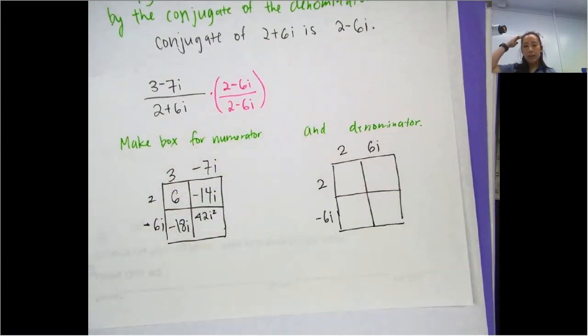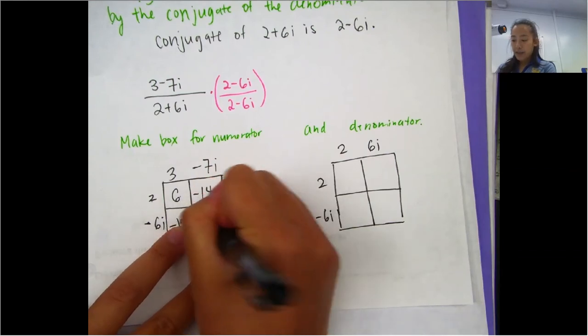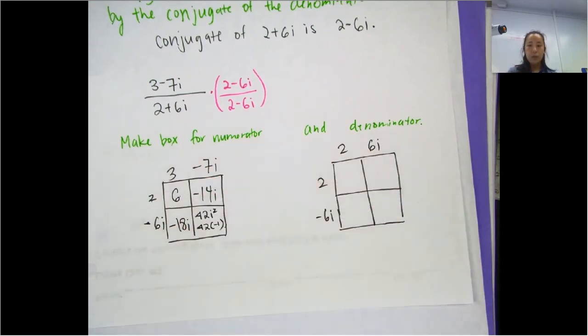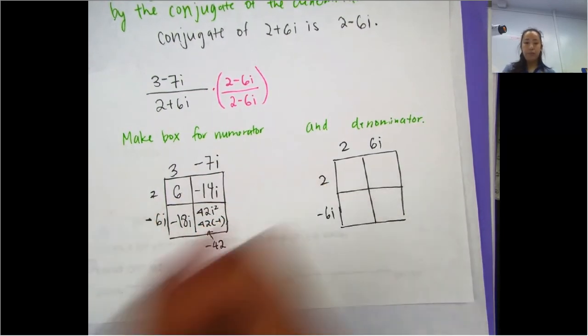So some of y'all will leave this as i squared. That is not acceptable because we talked about what the powers of i would be. And so you should know that i squared by definition is actually negative 1. So this is basically the same as 42 times negative 1. Well, what's 42 times negative 1? Well, this will just be negative 42.